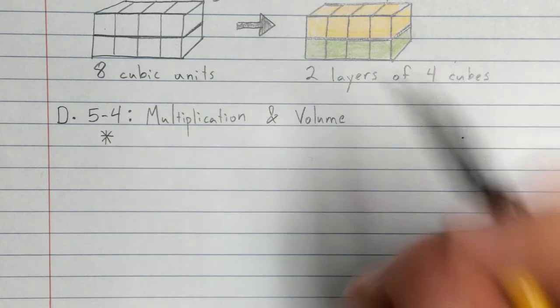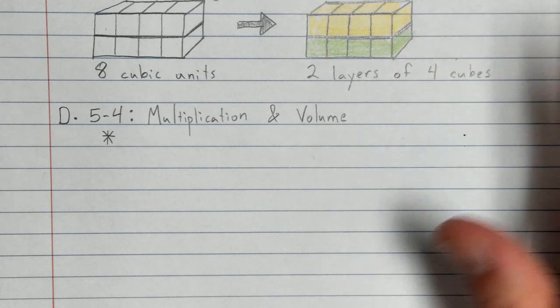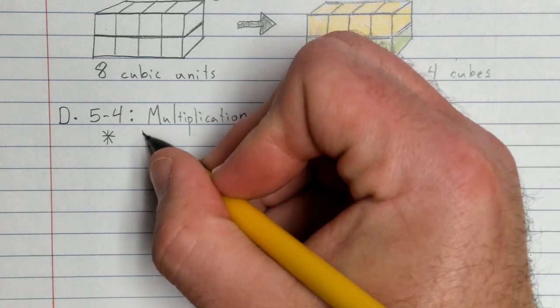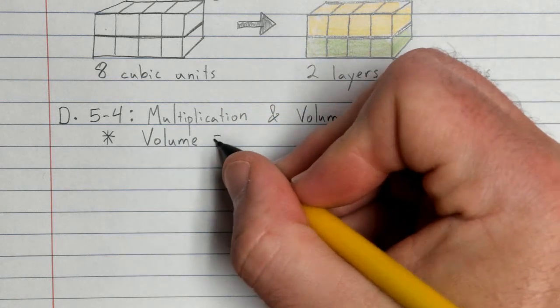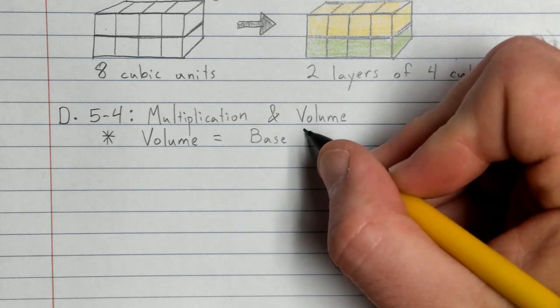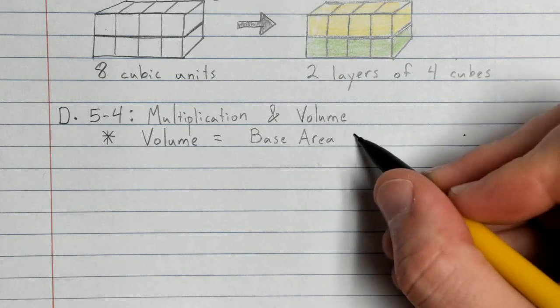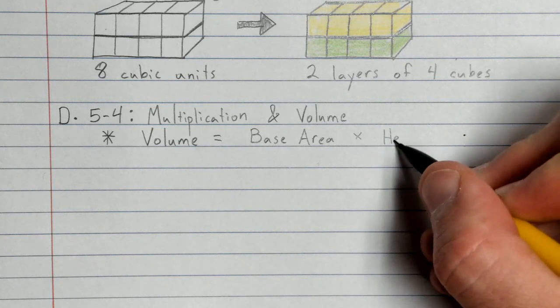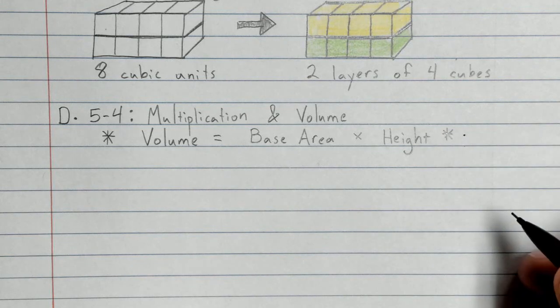But exploring with the cubes, drawing these pictures, making the nets, hopefully all of this shows you why volume is equal to whatever the base area is, your first layer, times the height, times how many layers high it is. Okay.